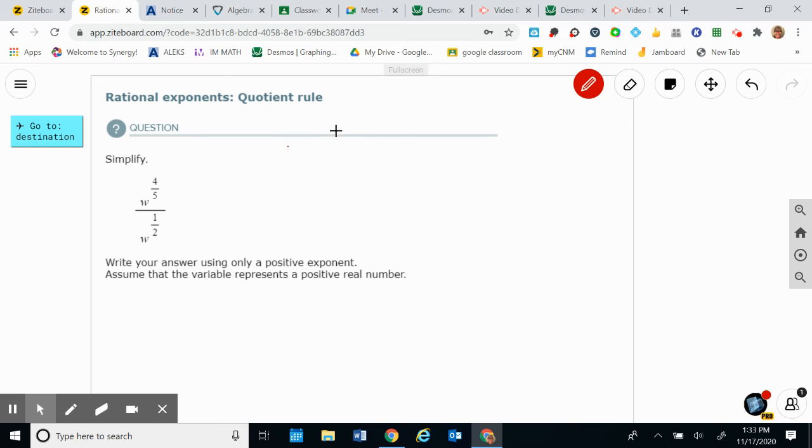Quotient rule. If you have x to the 7th over x to the 5th, you guys know that is x to the 2nd. What do we do when we divide? We subtract. So this is going to be 4/5 minus 1/2. Get a common denominator, which is 10. I'm going to multiply this one by 2, this one by 5, and we get 8 minus 5 over 10, which is 3/10. So the answer is w to the 3/10.